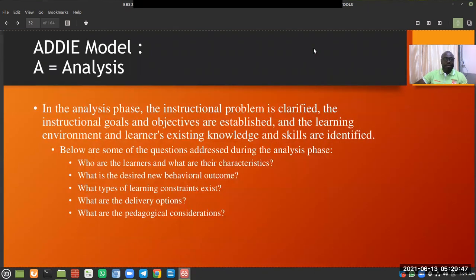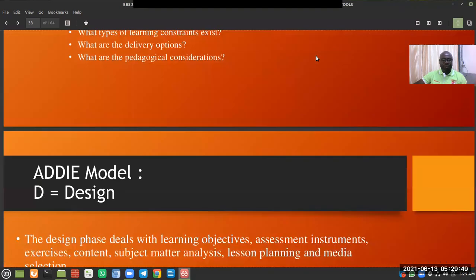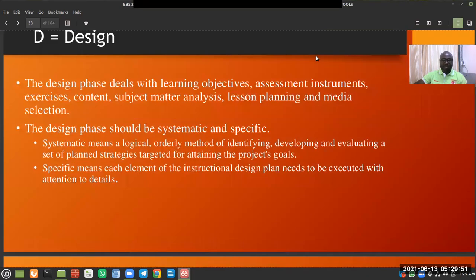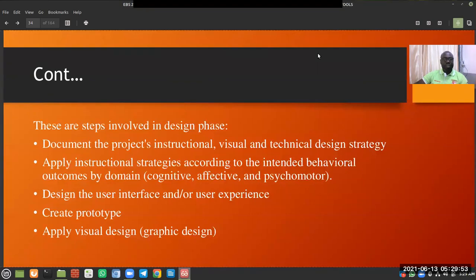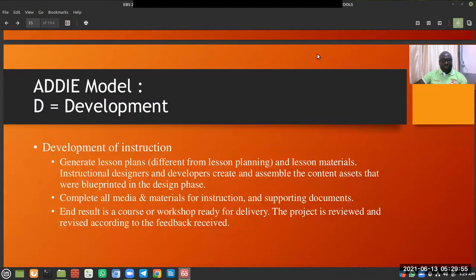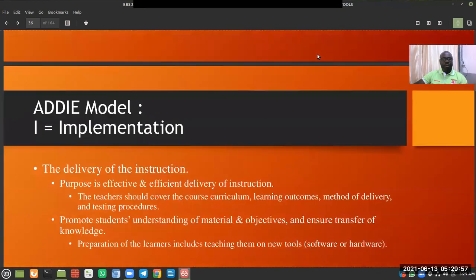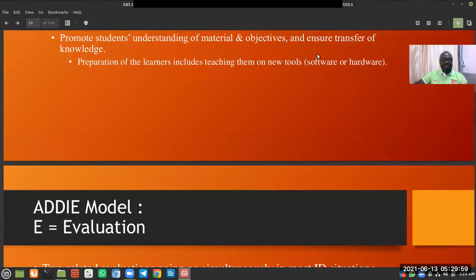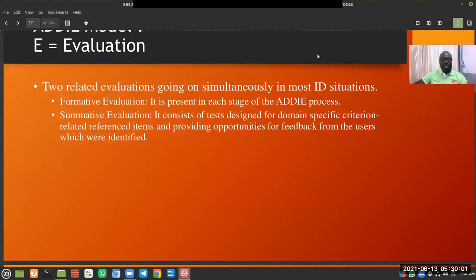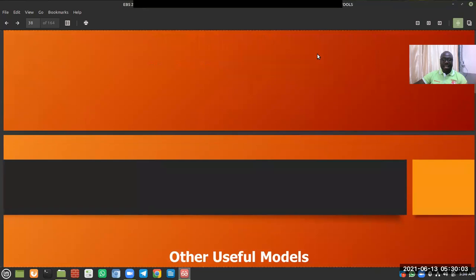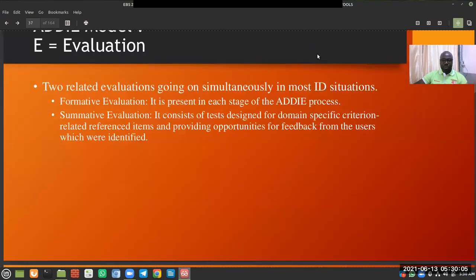So as I said, we have the analysis phase, we have the design phase, we have the development phase, we have the implementation phase, then we have the evaluation phase. I'll be sharing these slides with you today after this instruction.